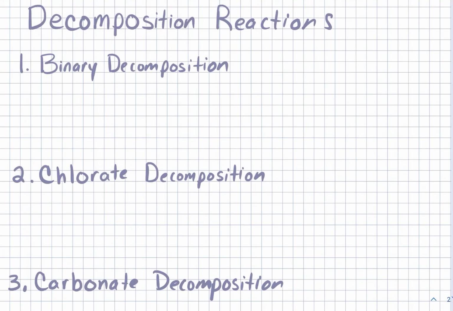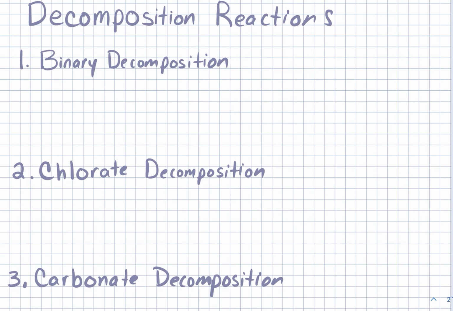This video is going to go over decomposition reactions. Let me state first that there are various different types of specific decomposition reactions. There's sulfate decomposition, phosphate decomposition, peroxide decomposition. We're only going to cover 3 of them. So for our class, at least, if it's not one of these 3, you'll just write it as simple decomposition.